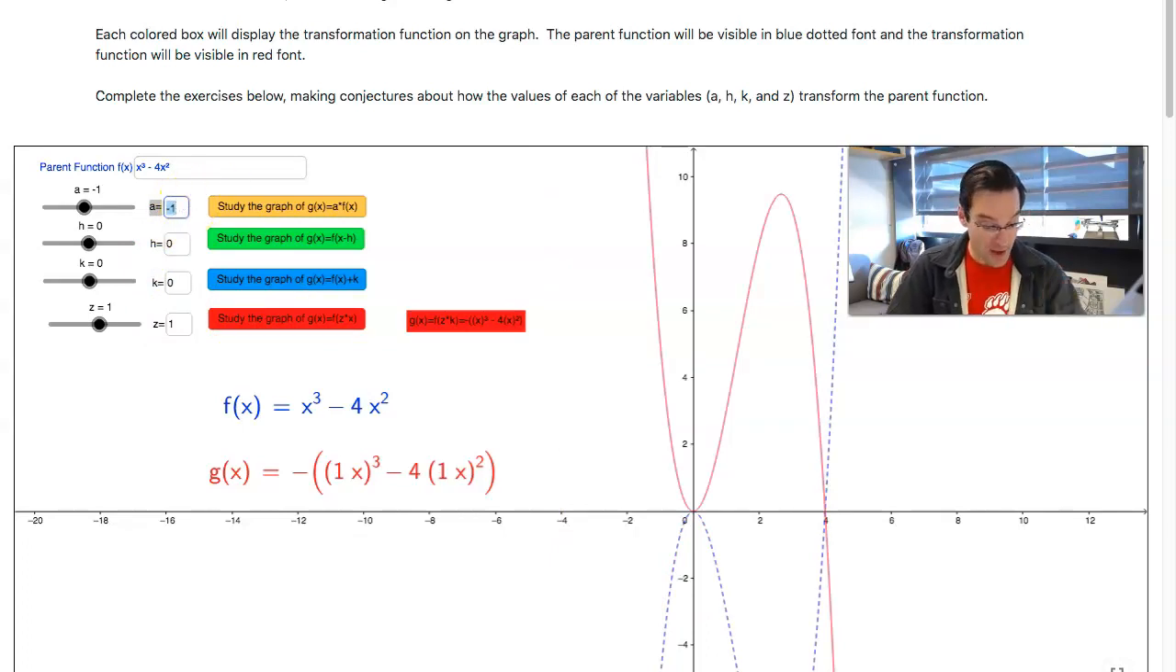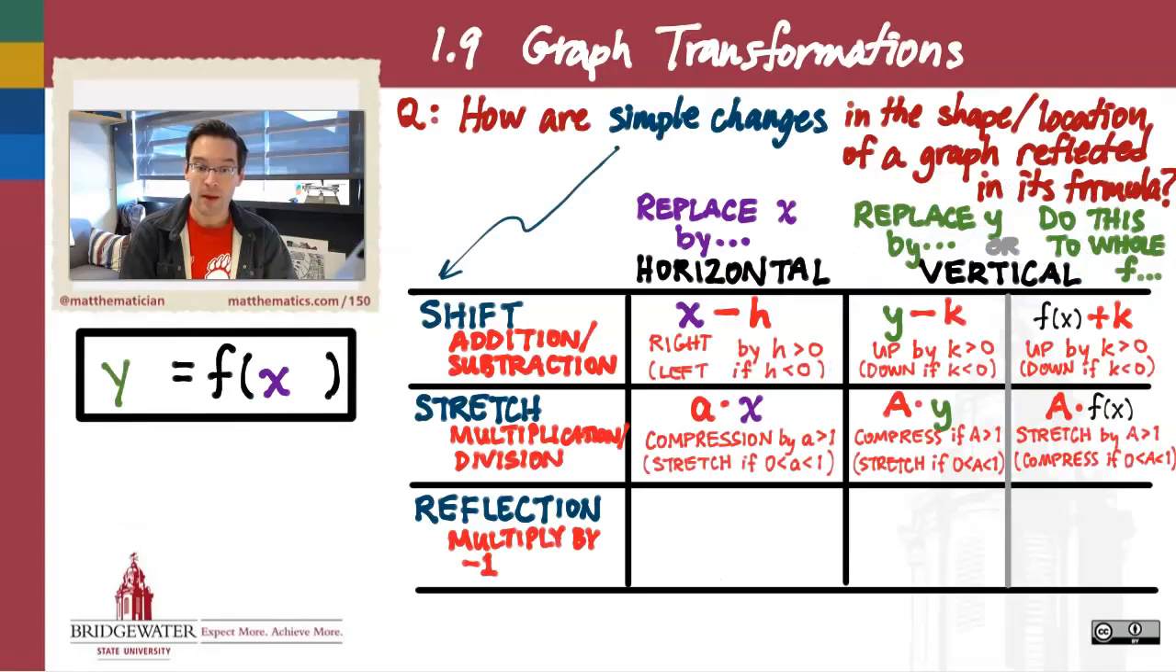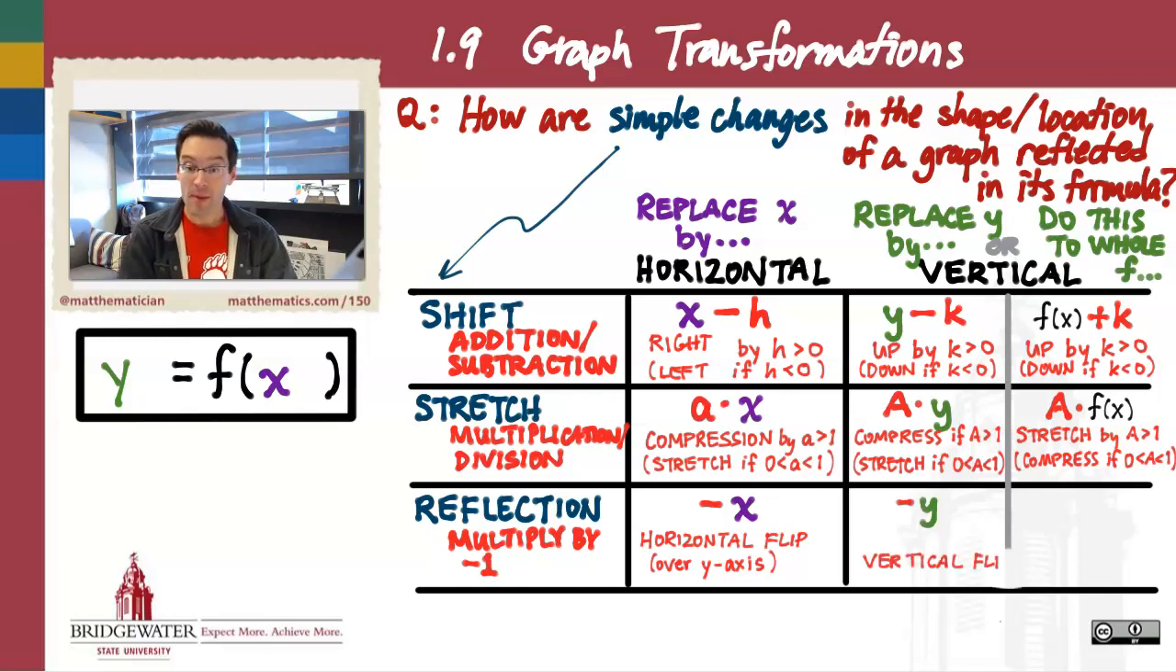So reflections are accomplished by multiplying either the x or the y by -1. As you might expect, multiplying by -1 in the x variable accomplishes a horizontal reflection, a flip over the y-axis. And multiplying the y by -1 effects a vertical flip over the x-axis, which is the same as either replacing y by -y or replacing f of x by -f of x.